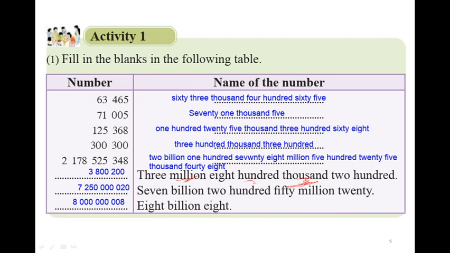3,800,200. So you have to write 3, then 800,000, then 800,200. And again 7,250,020. So you start writing with 7 and then 250 million. Then what is our next zone?